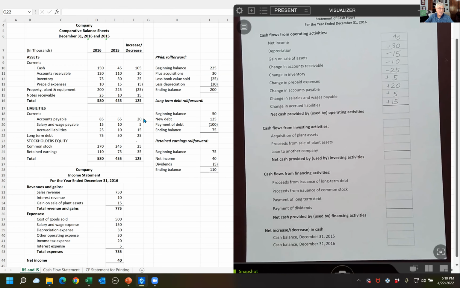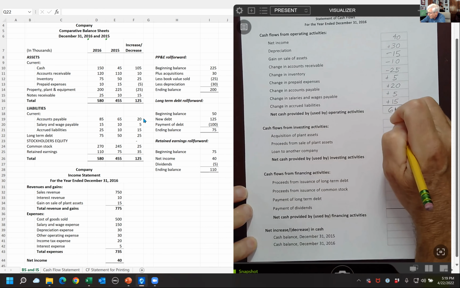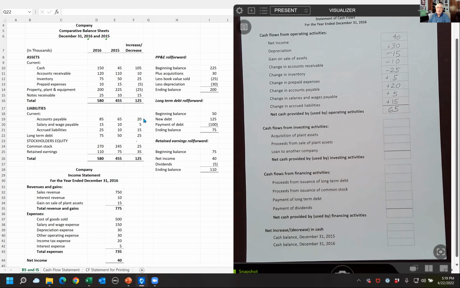And so let's just get the old calculator out here. I'm going to add these down. 40 plus 30 minus 15 minus 10 minus 25 plus 5 plus 20 plus 5 plus 15. Okay. And we'll assume these are thousands. So I've got my operations, we made net income of 40, but we generated cash of 65,000.